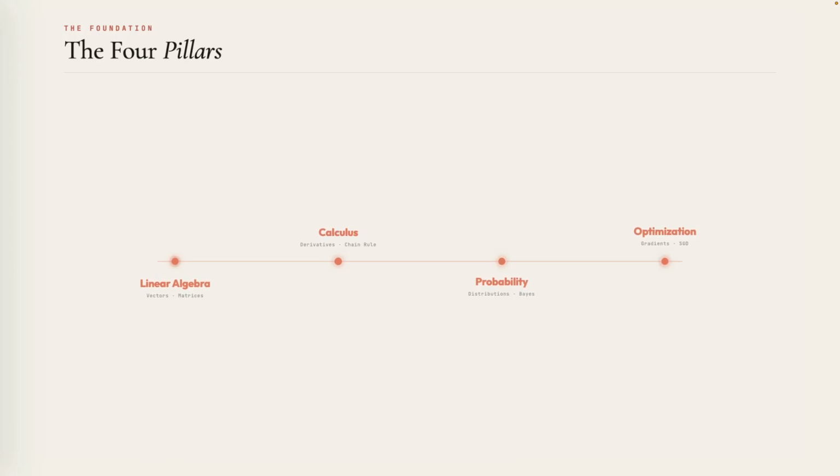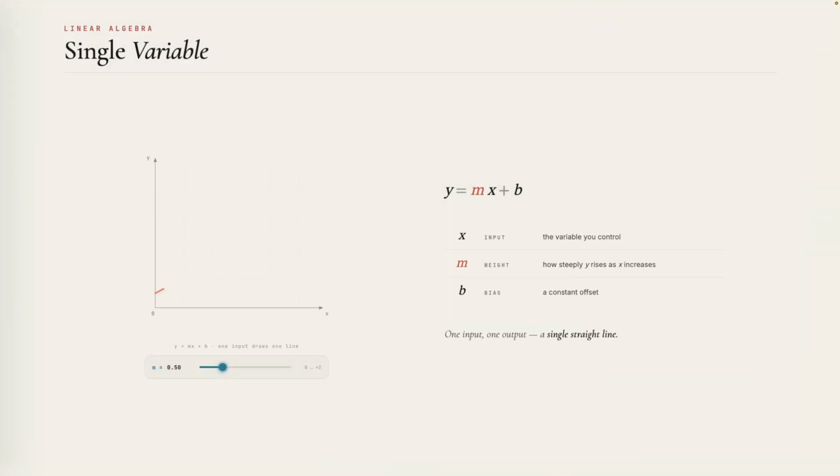Let's start with the simplest relationship you can imagine, a straight line. Think about everyday patterns. The more time you spend on screens, the higher your stress. The bigger the house, the higher the price. These are simple, predictable patterns. And in math, we describe them with one tiny, famous equation. Y equals mx plus b.